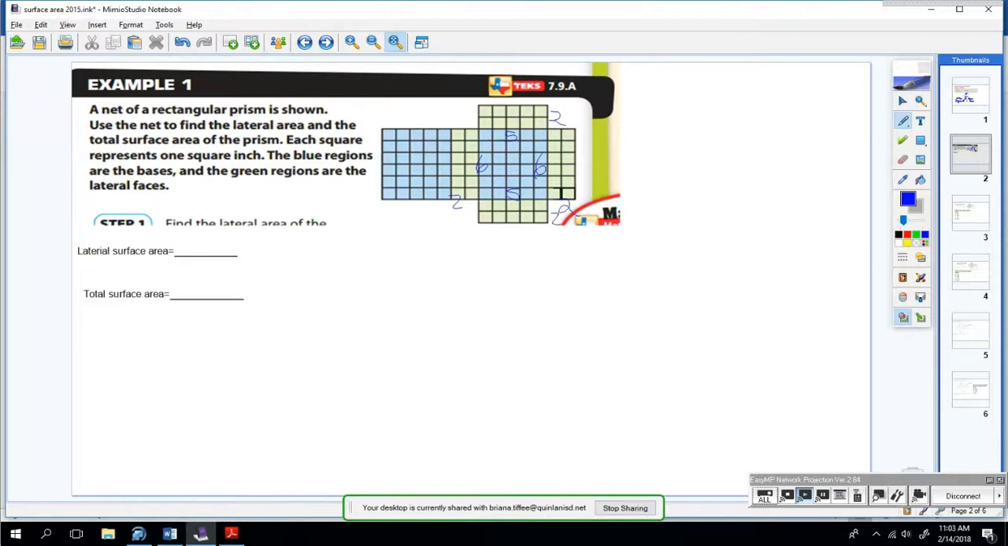Okay. So area is going to be base times height. The base will be 5 and the height will be 2. So 5 times 2 is 10. So it means that this area is 10. It means that this one's 10. So you're going to multiply that by 2 again because there's 2 of them, which is 20.